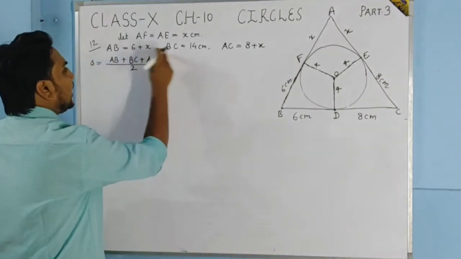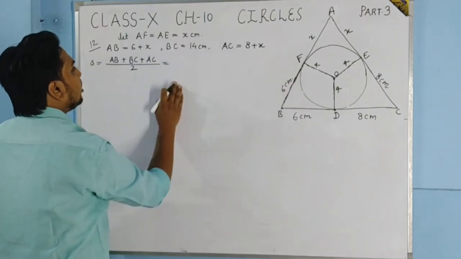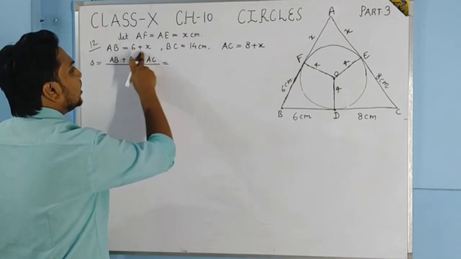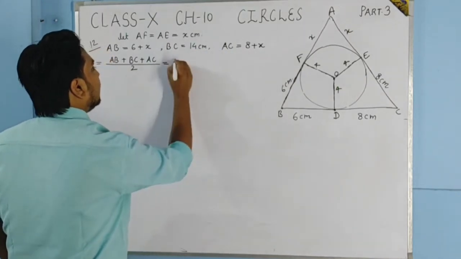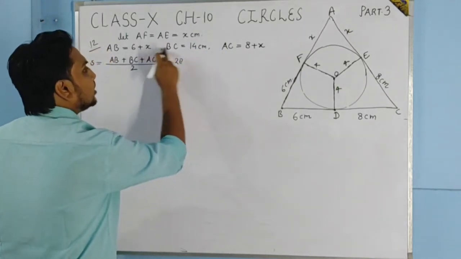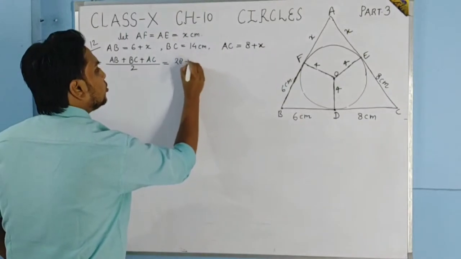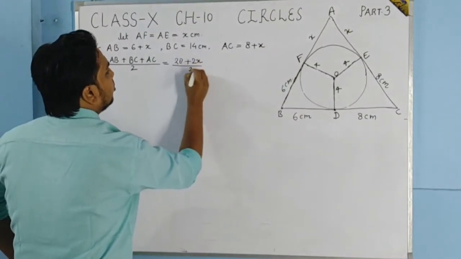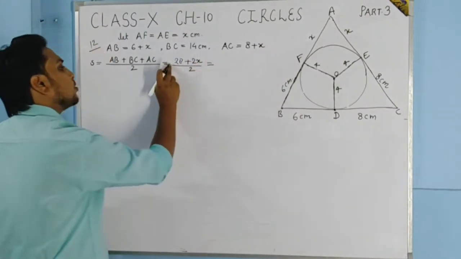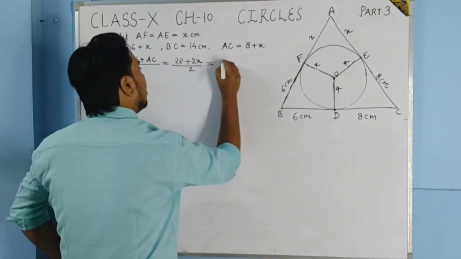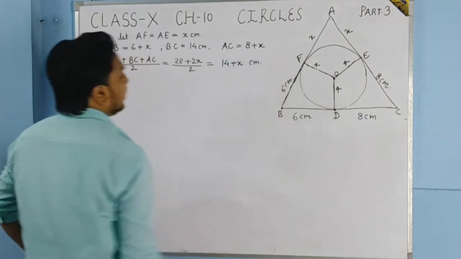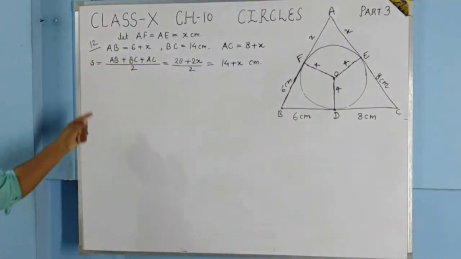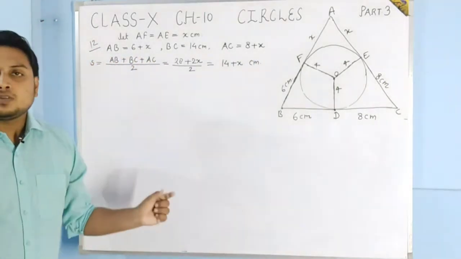So if you add AB, BC and AC, what will you get? You will get 6 plus 14, 20, 20 plus 8, 28, and x plus x, that is 2x, upon 2. So when you take 2 as common and cancel it by 2, what you get is 14 plus x. So (14 plus x) centimeter will be the semi-perimeter of this triangle.